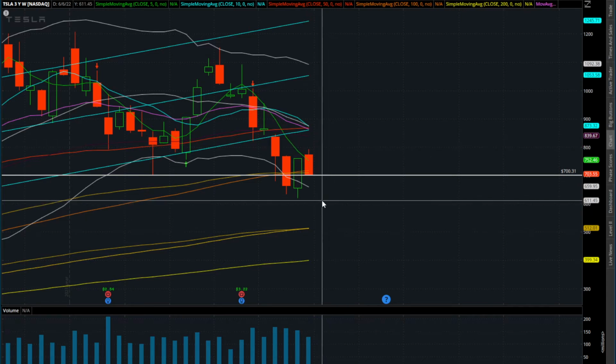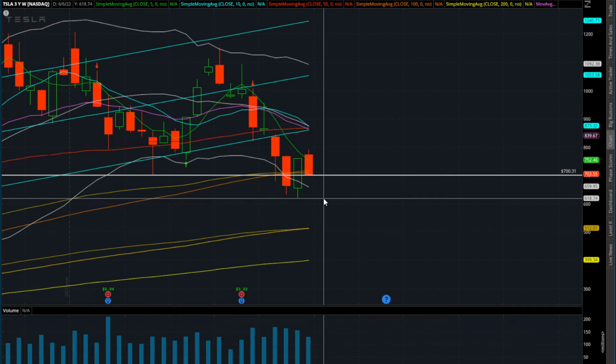Anything below 660 will take it down to at least attempt to test the area of 618 to 620. Okay, anything below 618 would be a macro flush. You have no macro support on Tesla on the weekly time frame until you get around the $500 area. I know a lot of people do not want to hear that. I'm not saying that that's going to happen.